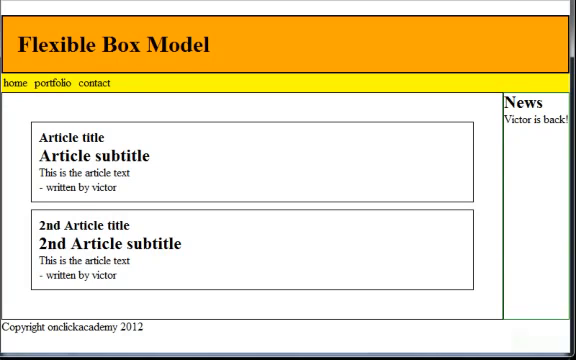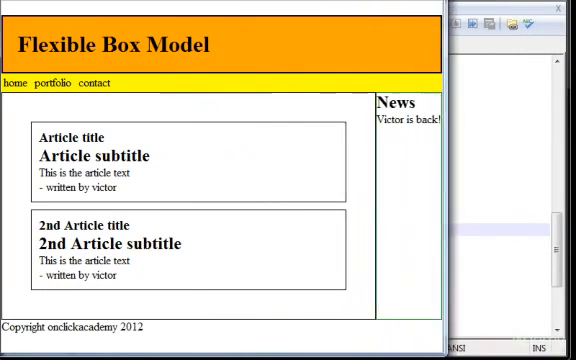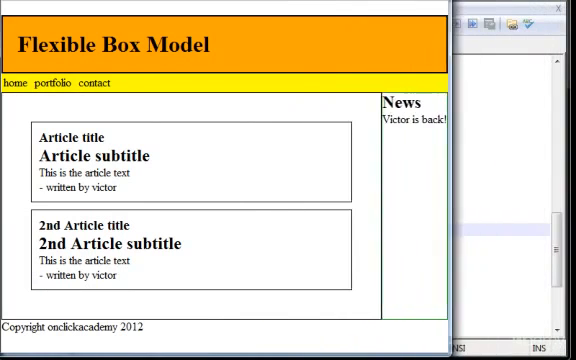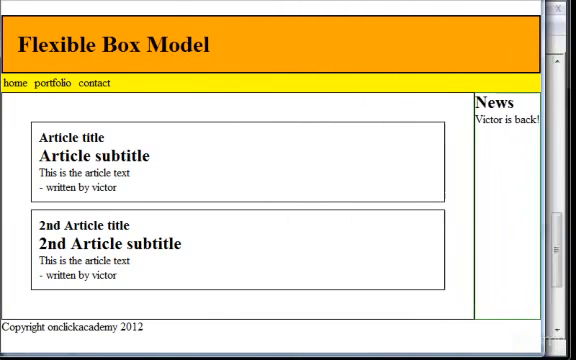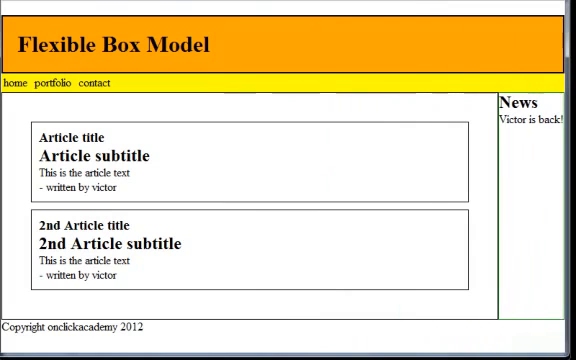I've pretty much given these two boxes the property of being flexible. As you can see, if I shorten this, those boxes are flexible, and they automatically adjust to the size of the browser, whether I shrink or enlarge the browser. The one that is static is this right box here, the news box.